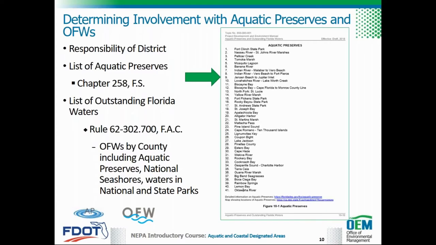Areas in the state designated as aquatic preserves are listed in Chapter 258, Florida Statutes. Areas designated as OFWs are listed in Rule 62-302.700, Florida Administrative Code. They are listed by county, and the list includes aquatic preserves, national seashores, and waters in national and state parks. The list of aquatic preserves and a link to the list of OFWs can be found in Part 2, Chapter 10 of the PD&E Manual.